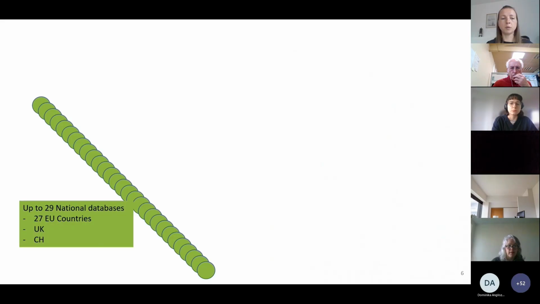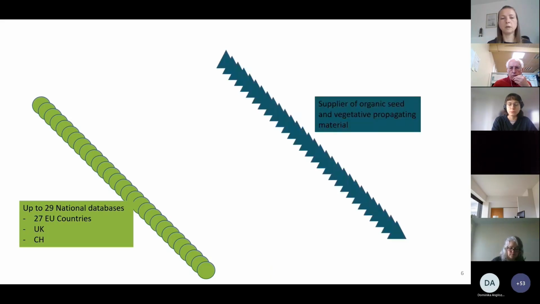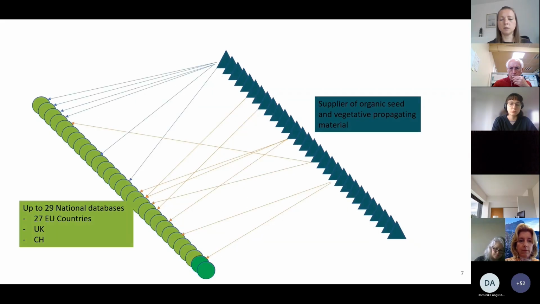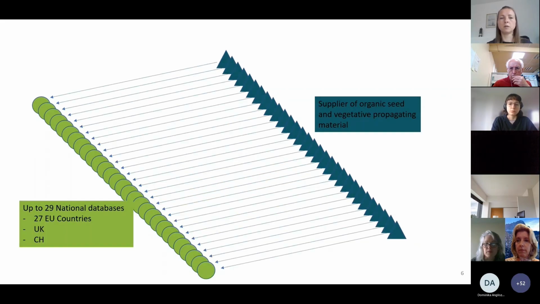So just to illustrate this, at the moment we have up to 29 different national databases. As I mentioned, 27 European countries and UK and Switzerland. And we have a large number of supply of organic seed and vegetative propagating material. And at the moment, I would say 90% of the supply just supply the seed to their national database because of the reasons I mentioned.